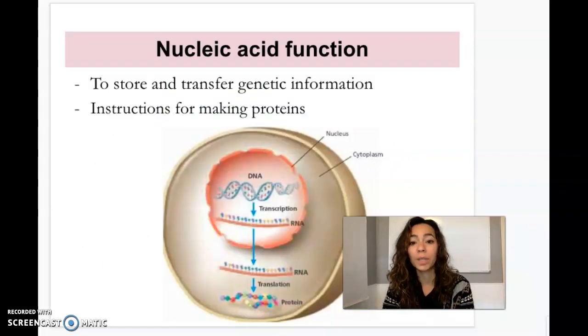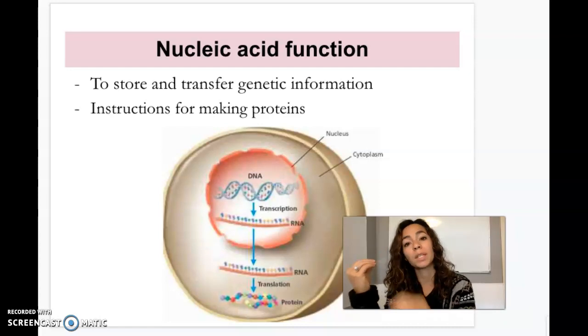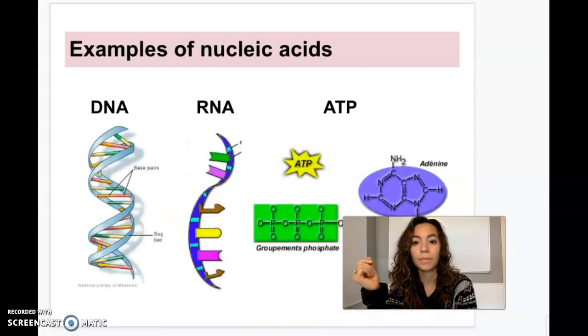And these have another really important function. Store and transfer genetic information, right? So we can make new cells, so we can reproduce and make offspring with similar genetics to us, and instructions for making proteins. Every time our body makes new proteins, we get the instructions for making those proteins from the DNA. So some examples, like I said, RNA, DNA, even ATP, that energy molecule, are nucleic acids.